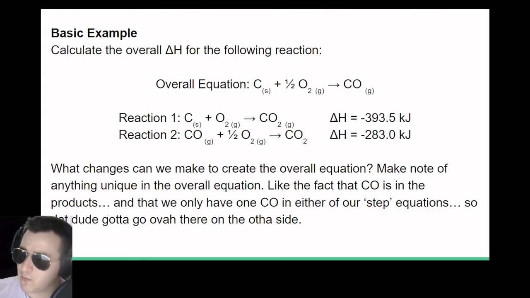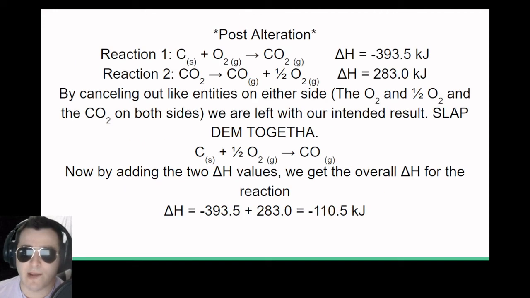Reaction 2, however, we are flipping the sign. Therefore, it will go from -283 to +283. And when I smush those values together, I just get -393.5 plus 283 equals -110.5. A very, very simple mathematical process that I feel is pretty logical. However, this is as simple as it gets. We made one adjustment. That's all we had to do.